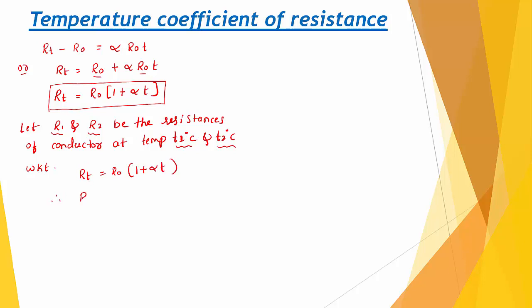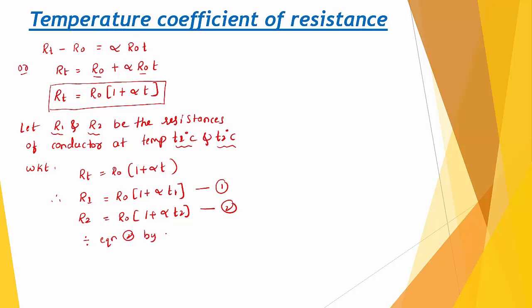So in place of Rt, I can write R1. Now the equation will become R1 equal to R naught into 1 plus alpha T1. Let us take it as equation 1. Similarly, R2 equal to R naught into 1 plus alpha T2. At temperature T2, resistance is R2. Now, observe both equation 1 and 2. Dividing equation 2 by equation 1, divide these two equations.